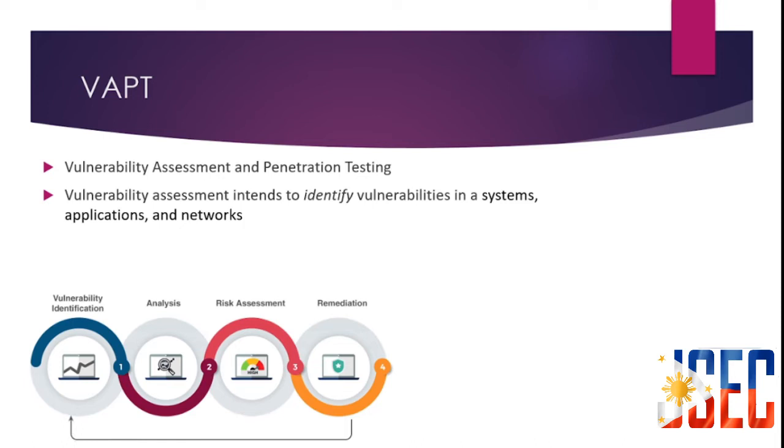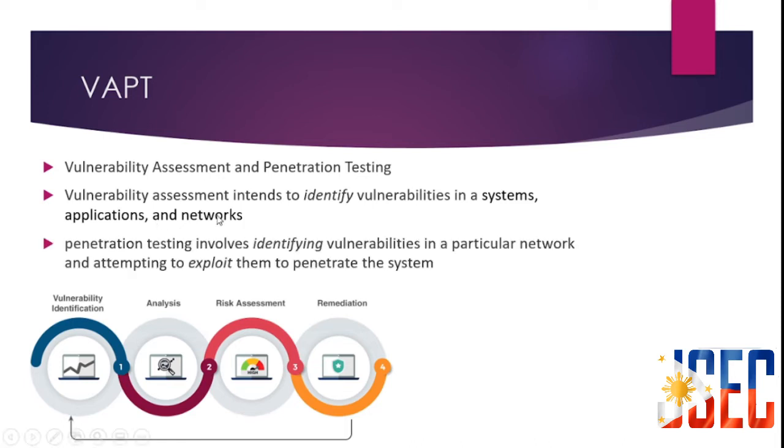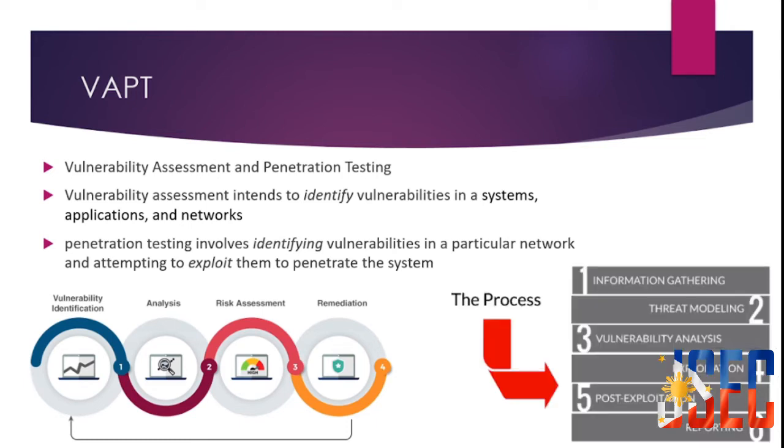In contrast to vulnerability assessment, penetration testing involves identifying vulnerabilities in a particular network and attempting to exploit them to penetrate the system. The purpose of penetration testing is to determine whether the detected vulnerability is genuine. If a pen tester manages to exploit a potentially vulnerable spot, it is considered genuine and reflected in the report. The report can also show unexploitable vulnerabilities as theoretical findings. Don't confuse these theoretical findings with false positives.